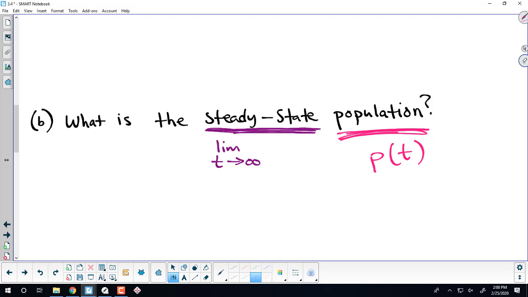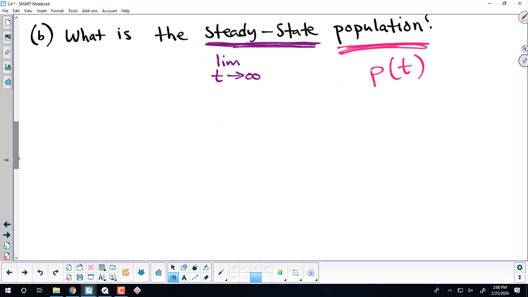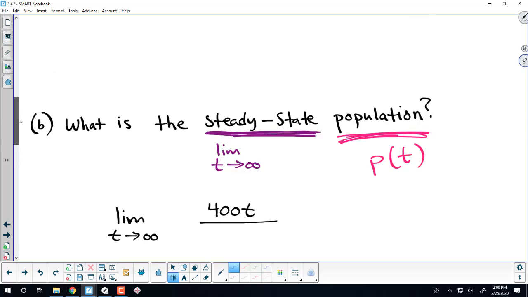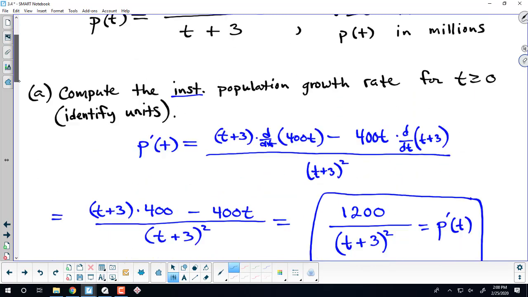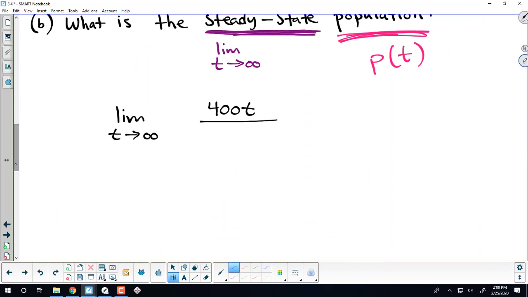So what's the steady state population? We need to compute the limit at infinity on P of t. And so once we compute this limit, we're going to be able to see exactly what's happening with that population. What was it, 400t over t plus... Yeah, 400t over t plus something. Population function.